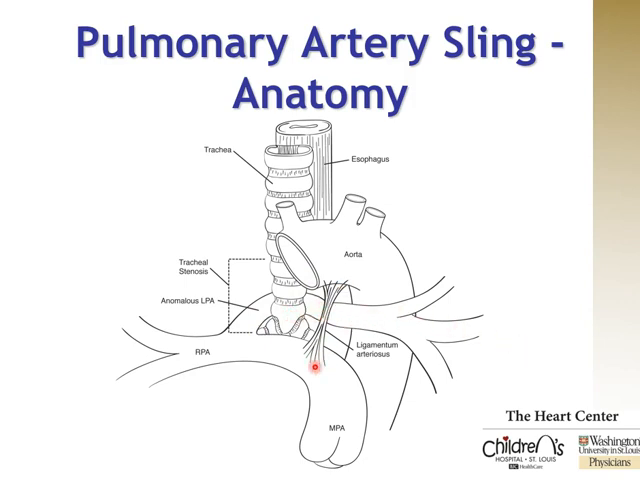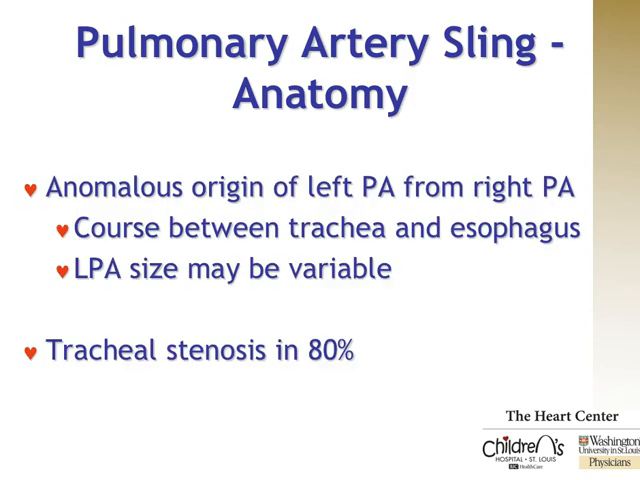These kids will often have a ligamentum in a normal location, so it almost forms a ring around the trachea itself. So it's an anomalous origin of the left pulmonary artery from the right PA, and the course is between the trachea and esophagus. It's about the only anomaly where a structure will be seen between the trachea and esophagus. And the size of the left pulmonary artery may be variable.